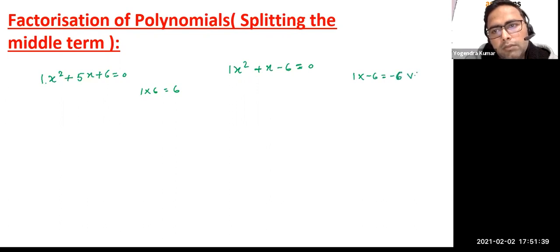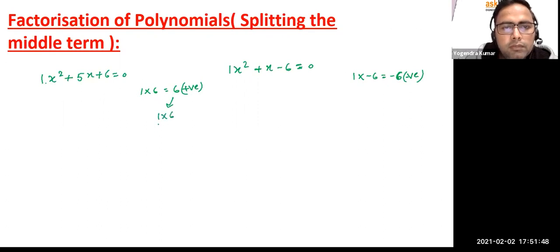Minus 6, which is what? Negative. And this is what? Positive. Right? Now 6 is the number. So its factors are 1 into 6, 2 into 3. There is no other factor here also. 1 into 6, 2 into 3.